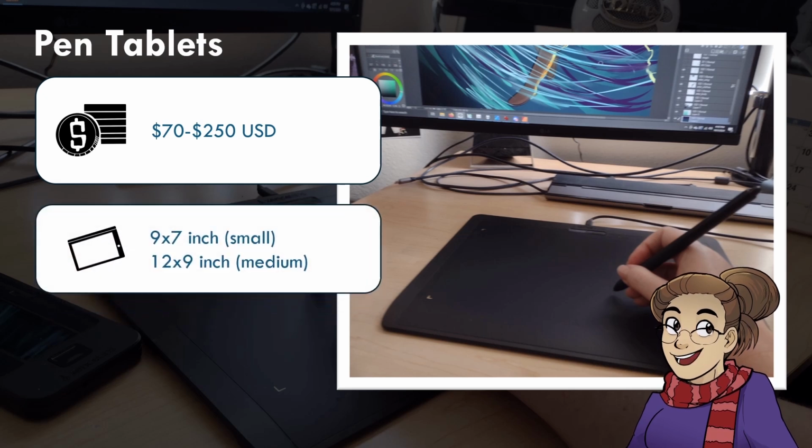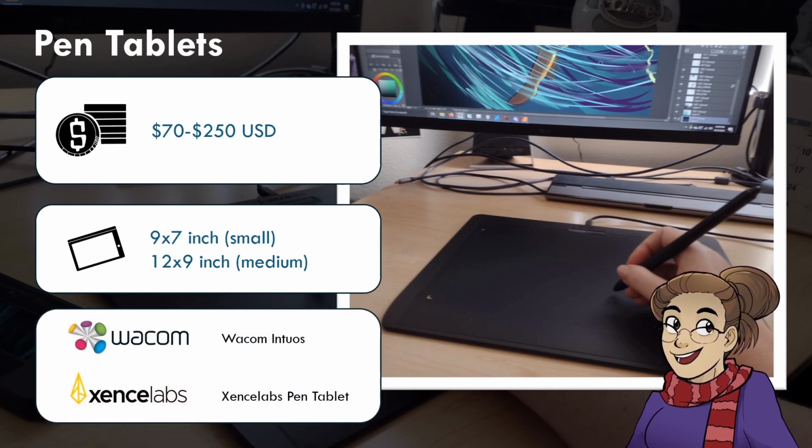Sizing-wise, the small ones are about 9 by 7 inches, and the medium ones are 12 by 9 inches, and the two recommended brands we have for good pressure sensitivity are Wacom's Intuos model and Zenslab's pen tablet.